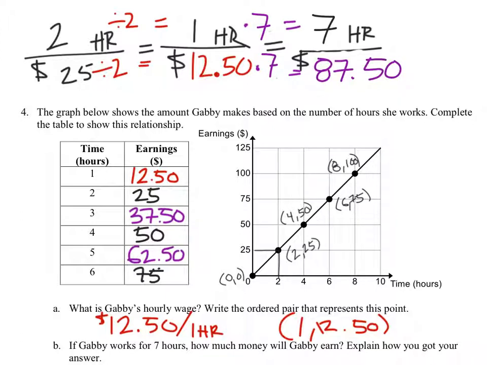So how do we get that? Well, we just scaled the 1 hour up to the 7 hours. We use the unit rate that we already got, and multiply the time by 7.